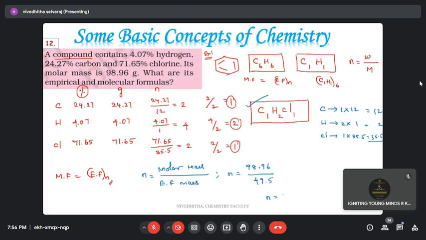Sorry, Kana. It is 2. So approximately the value is 2. So what will be the molecular formula of this compound? The empirical formula is C1H2Cl1 and the value of n is 2. So the molecular formula will be C2H4Cl2.